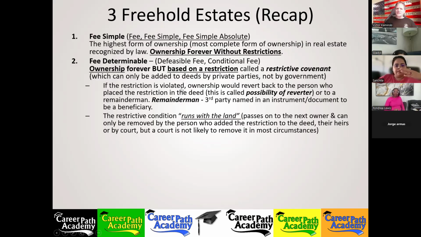So if the restriction is violated, ownership would revert back to the person who placed the restriction in the deed. This is called the possibility of reverter, or to a remainder man, which is a third party named in an instrument to be a beneficiary. Now, this restrictive condition runs with the land. It passes on to the next owner and can only be removed by the person who added the restriction to the deed, or their heirs, or by a court. But a court is not likely to remove the restriction in most circumstances.